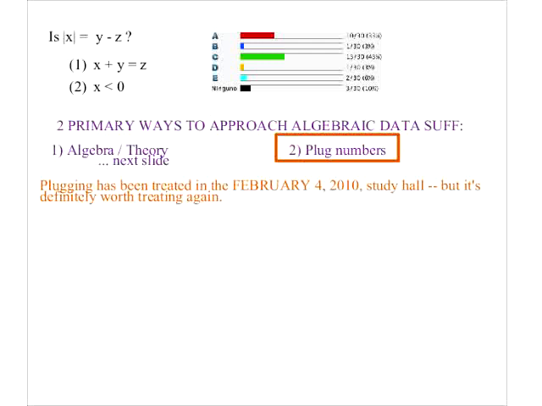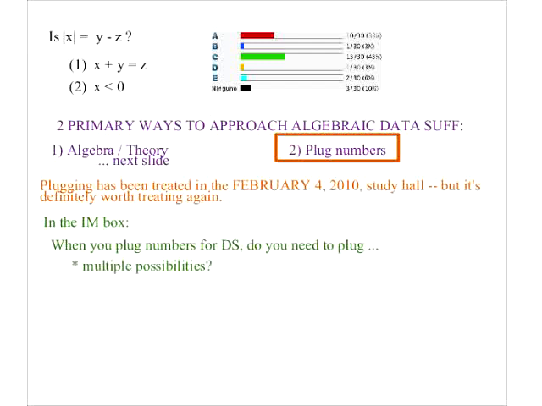What do you guys think as far as plugging numbers on a data sufficiency problem? Go ahead and answer this in the IM box. When you plug numbers for data sufficiency, do you need to plug multiple possibilities or just one possibility? What do you guys think? Multiple or one?